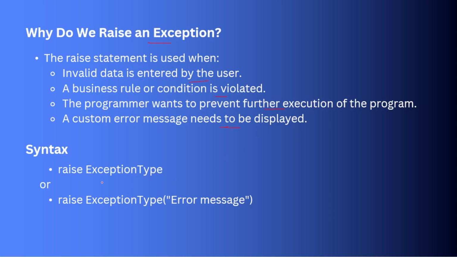So what is the syntax? raise ExceptionType, or raise ExceptionType with an error message. So this is how we raise it. Here raise is the keyword used to generate an exception, exception type is the type of exception to be raised, and error message is optional and provides additional information about the exception. So I'll just show this in PyCharm so that it becomes clear.